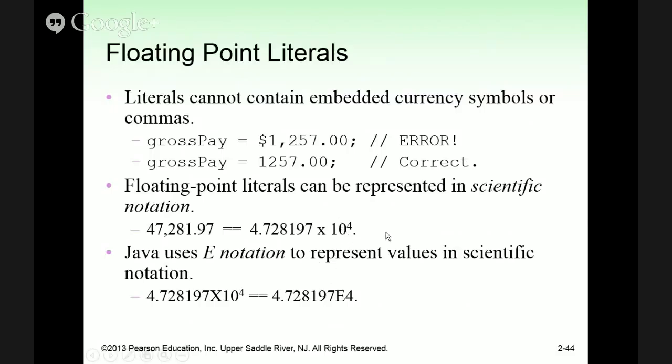Floating point literals can also be represented in scientific notation. So this is scientific notation that you should be familiar with, 4.7, etc., times 10 to the fourth power. That basically means that we're multiplying the number times 10,000. In other words, we're going to move the decimal point 4 positions to the right. So these two numbers are equivalent.